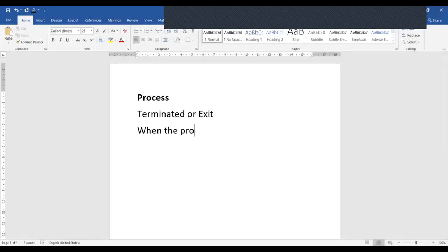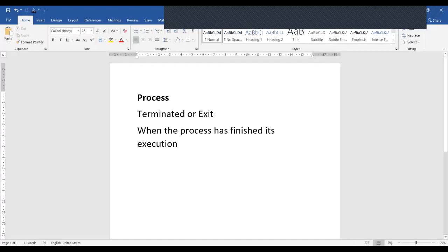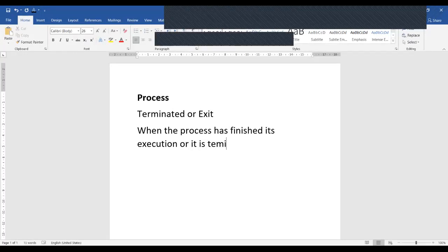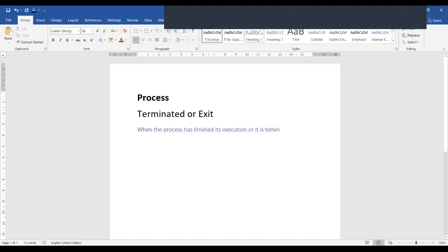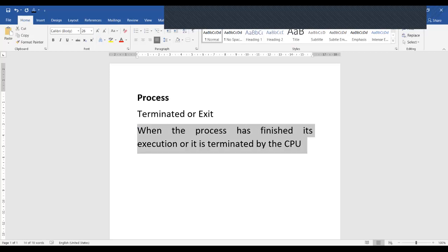So we can say that the process is in its terminated state when the process has finished its execution, or there is another condition, or it is terminated by the CPU. Then we can say that the process is in its terminated state.